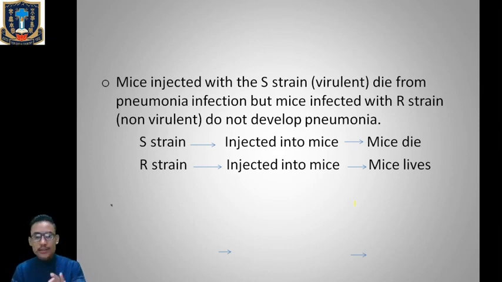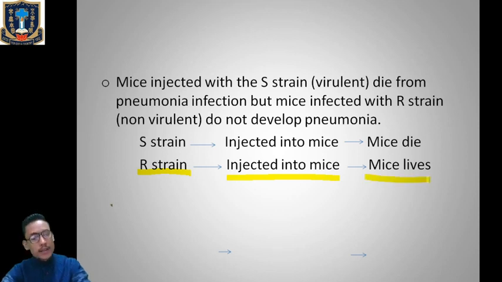So look at the condition over here. We can see that when Griffith injected R strain, remember, R strain is non-virulent. They don't cause the disease called pneumonia. So when Griffith injected R strain into the mice, they did not suffer from pneumonia, so they remained alive. Clear? In the second case, when Griffith injected S strain, remember S strain is the virulent form.